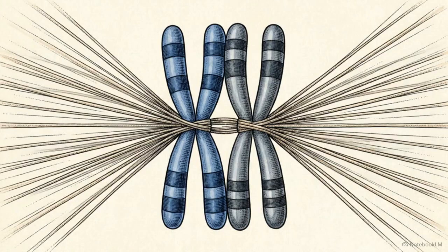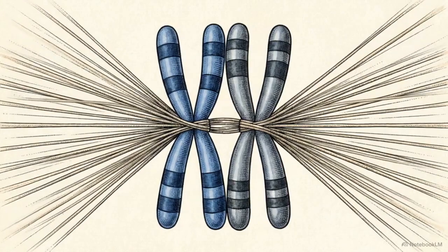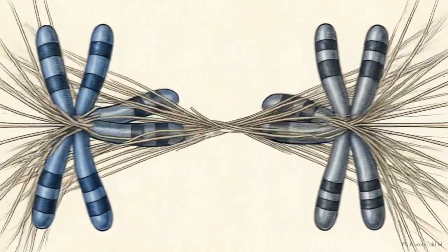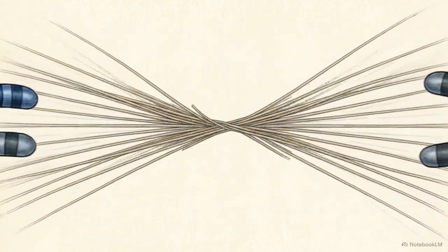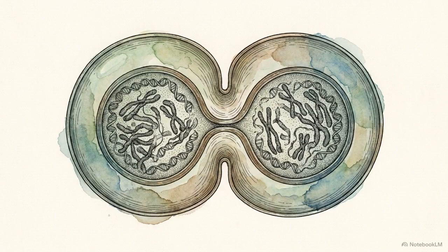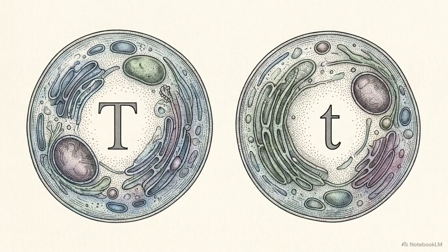During anaphase 1 of meiosis, the cell forcefully pulls the paired homologous chromosomes apart, dragging them to opposite sides. This physical action is Mendel's law of segregation. The paired alleles must separate, ensuring that each resulting gamete receives only one copy of the trait.